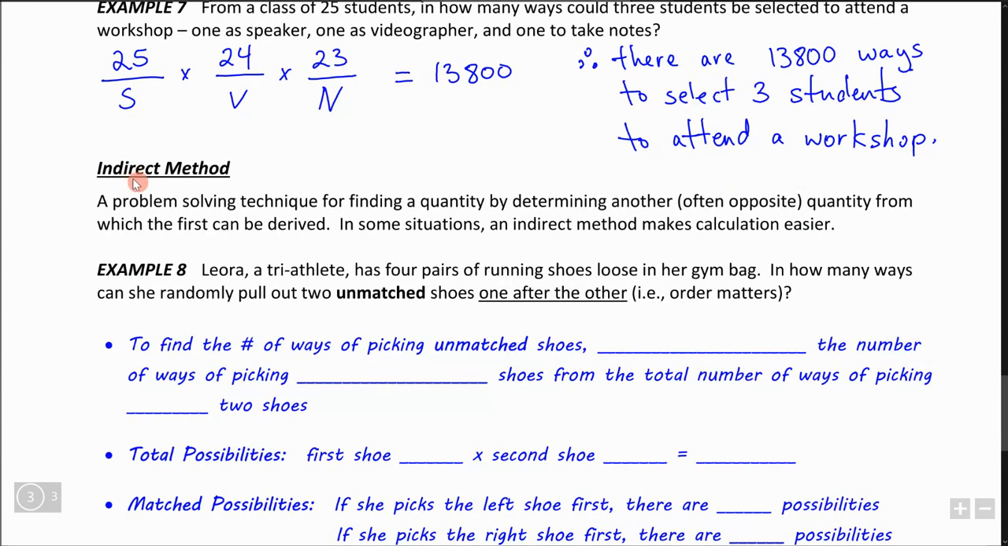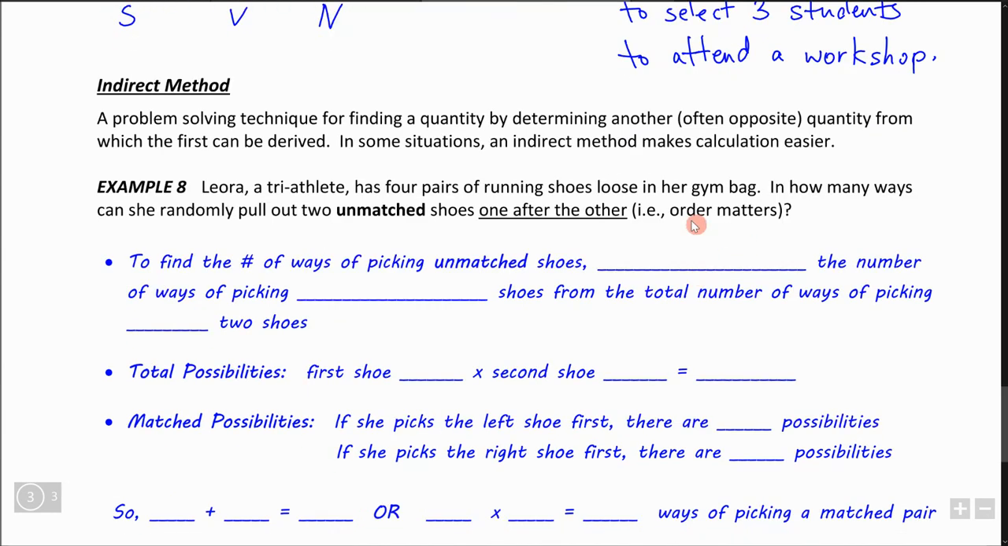Now let's talk about an indirect method. It's a problem-solving technique for finding a quantity by determining another, often opposite, quantity from which the first can be derived. In some situations, an indirect method makes calculations easier. So example 8: Leora, a triathlete, has 4 pairs of running shoes loose in her gym bag. In how many ways can she randomly pull out 2 unmatched shoes, one after the other? In that case, order will matter. And in many different problems we're going to study, order may matter or order does not matter.